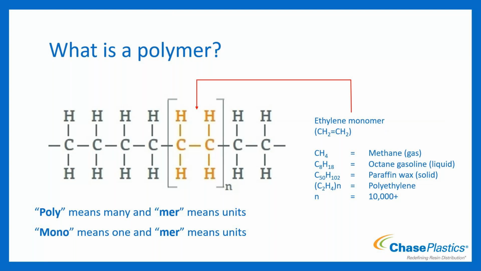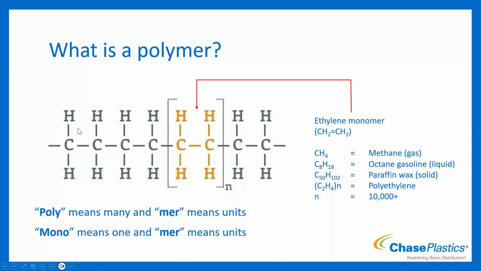A base cell or base unit that makes up our plastic polymers is known as a monomer. Mono means one, and mer always means units. A monomer, which is highlighted here in this picture with your two CH bonds, is an ethylene monomer. Once we have many repeat units of it, it is considered a polymer.